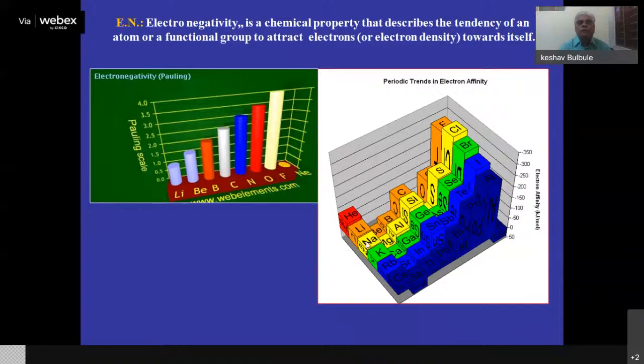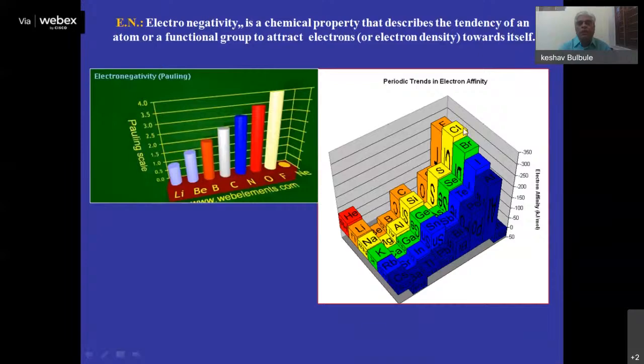And in any period, electronegativity keeps on increasing from left to right. This I said is exactly opposite to electropositivity. Electropositivity decreased from left to right, whereas electronegativity increased from left to right.